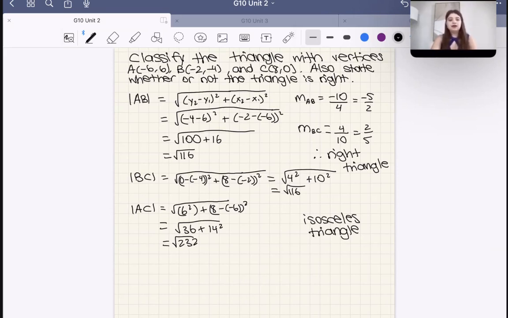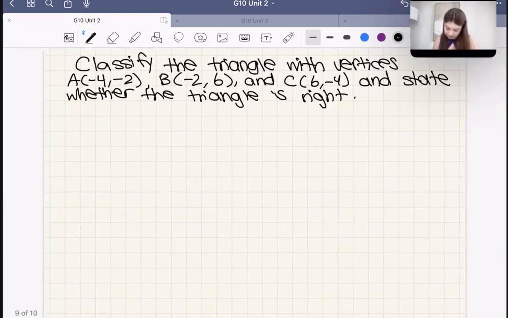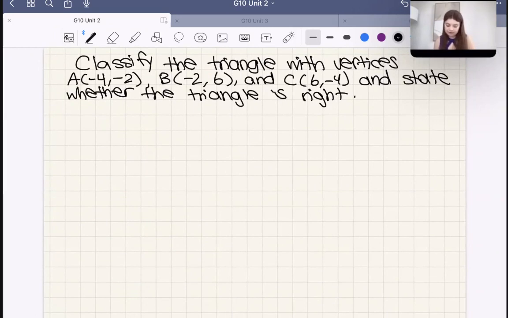All right, let's actually do one more example here. Here it's asking us to classify the triangle with the vertices -4, -2, -2, 6, and 6, -4, and state whether or not the triangle is right. Okay, so first let's do lengths. Let's find out the length of AB, length of BC, and the length of AC. Okay, so what's our length of AB? Well, let's see, that's going to be the square root of delta y squared plus delta x squared.